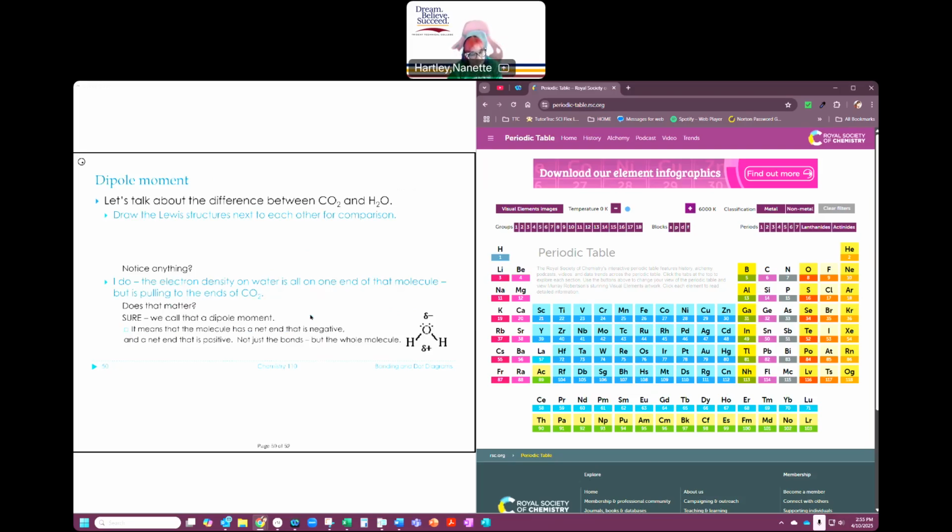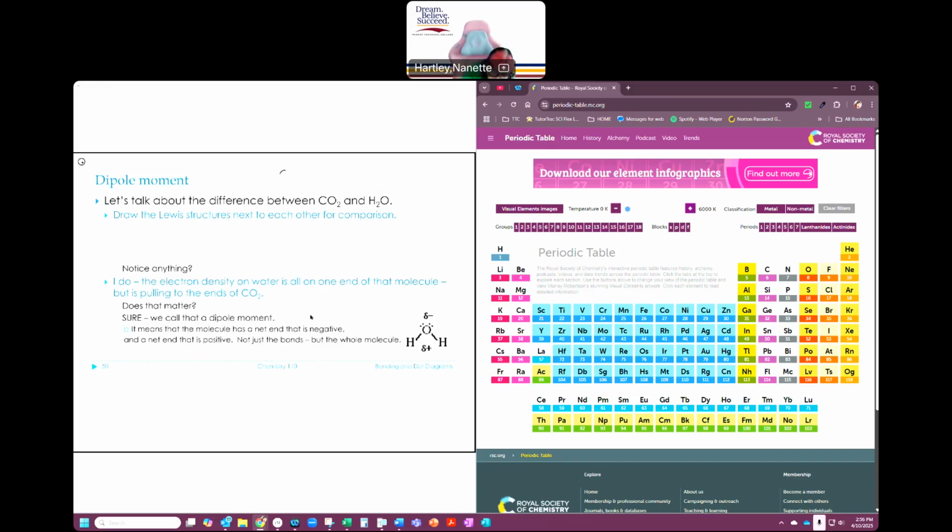Now, the fact that this is a permanent distribution is important. Some things have a permanent distribution where things are uneven, and that's called a dipole moment. This has a dipole moment. It's a permanent dipole. Some things don't. So CO2, even though the oxygen has a pull for those electrons more than the carbon does, there's an oxygen on each side of that molecule, right?